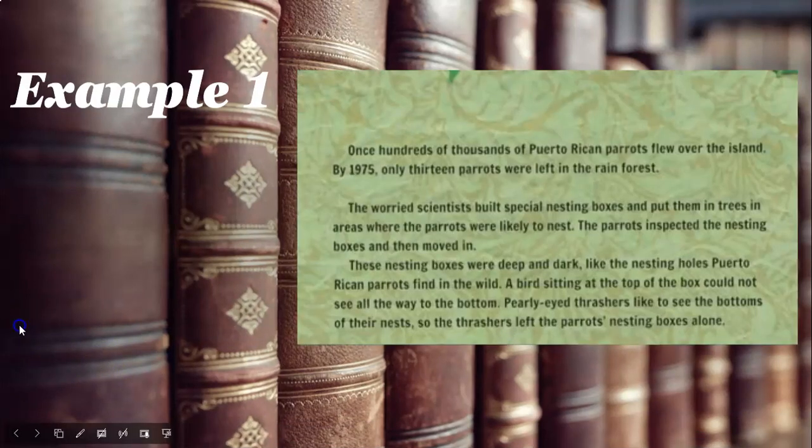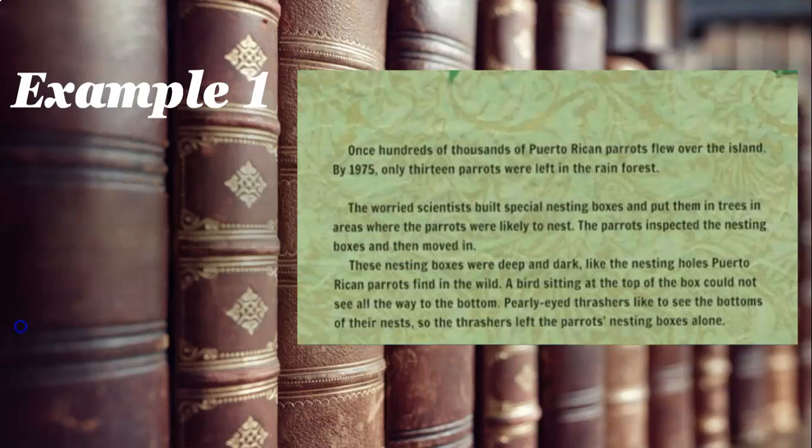Once hundreds of thousands of Puerto Rican parrots flew over the island. By 1975, only 13 parrots were left in the rainforest. The worried scientists built special nesting boxes and put them in trees and areas where the parrots were likely to nest. The parrots inspected the nesting boxes and then moved in. These nesting boxes were deep and dark, like the nesting holes Puerto Rican parrots find in the wild. A bird sitting on the top of the box could not see all the way to the bottom. Pearly-eyed thrashers like to see the bottoms of their nests, so the thrashers left the parrots' nesting boxes alone.